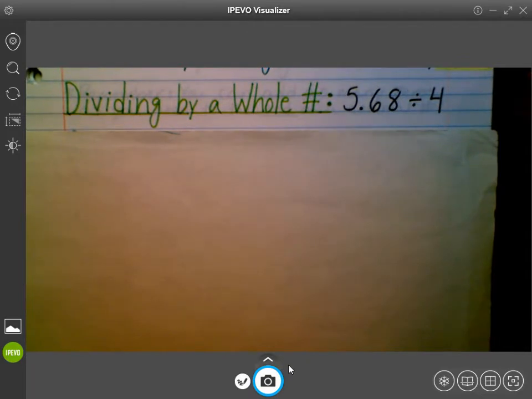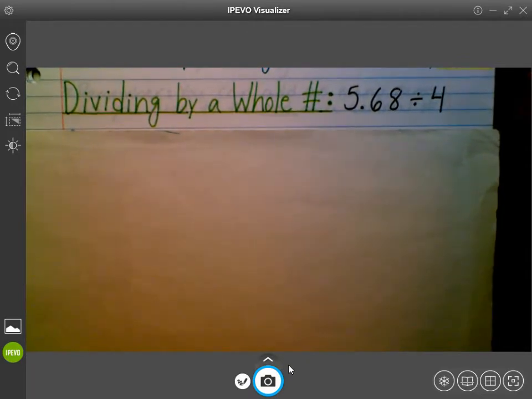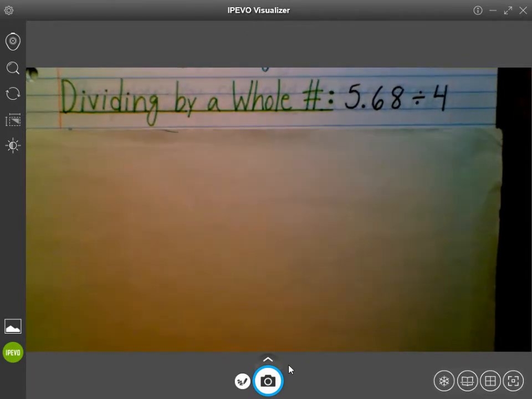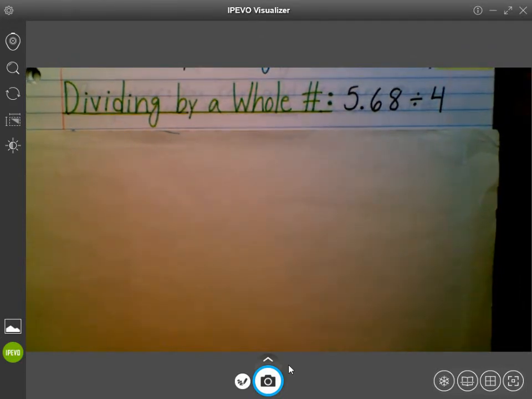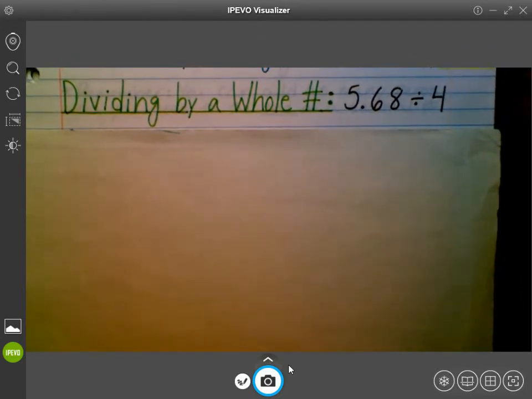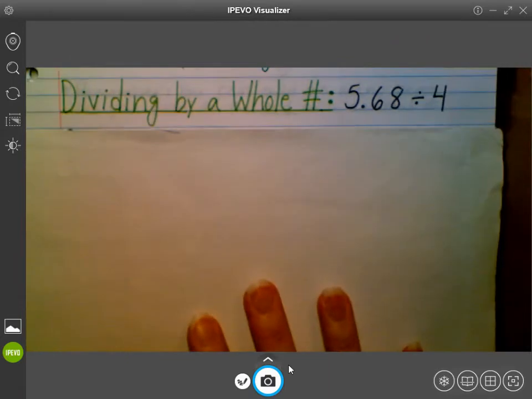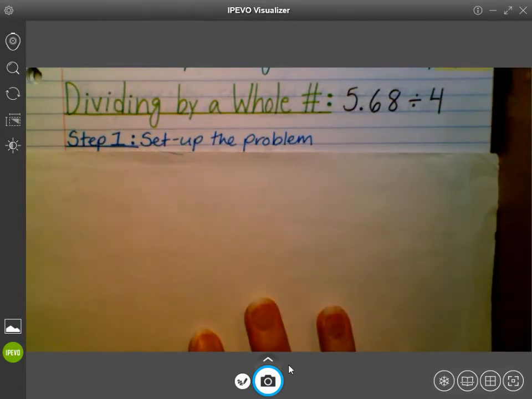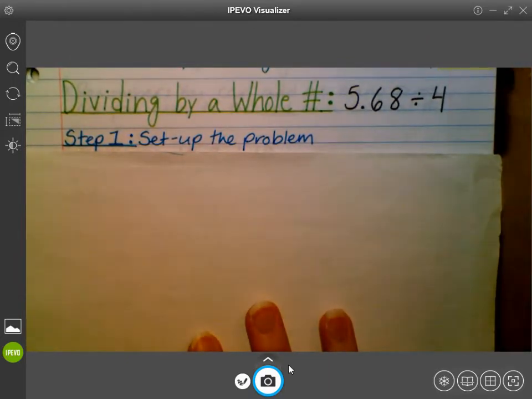Yes. Okay. So we have 3 steps when it comes to dividing by a whole number. Okay? It's a little different when we divide by a decimal. But when we divide by a whole number, our first step is to set up the problem. So step 1, set up the problem. Step 1, set up the problem.